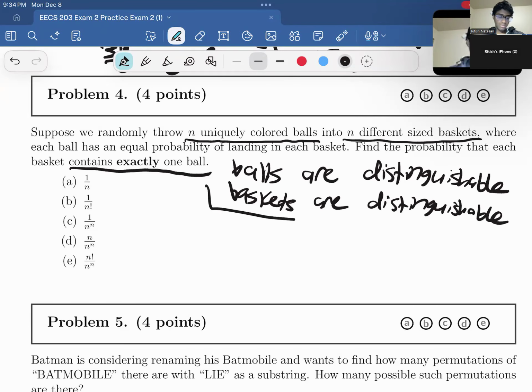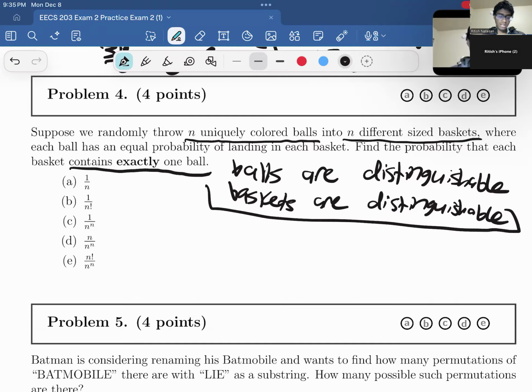And this is important, the fact that the balls and baskets are all distinguishable, that they're all unique, because it means that every possible scenario of a ball in a certain basket is a unique scenario from all the other ones. So we're not going to be overcounting many different scenarios. So this actually simplifies the problem.